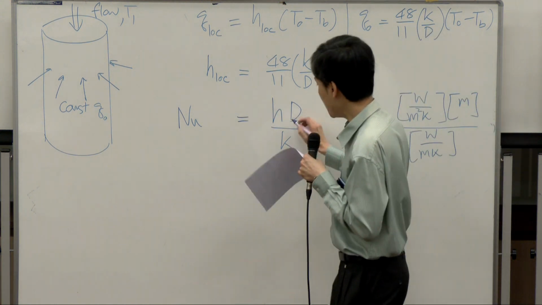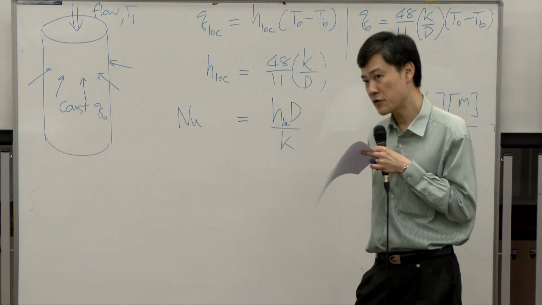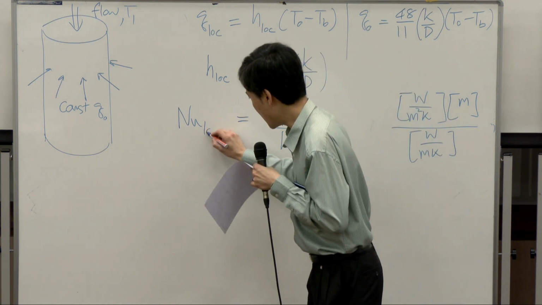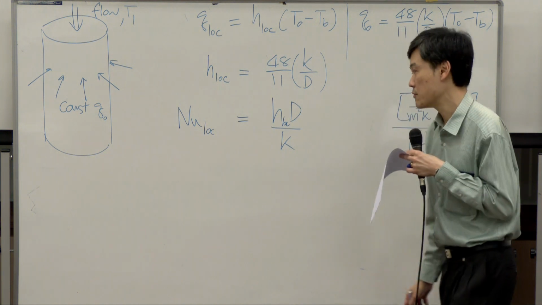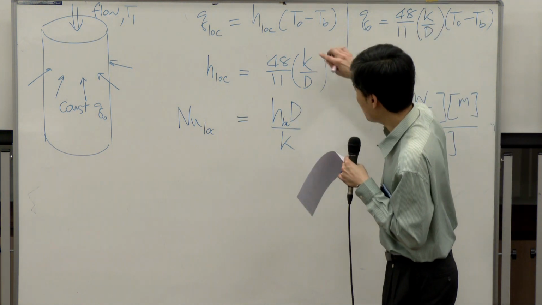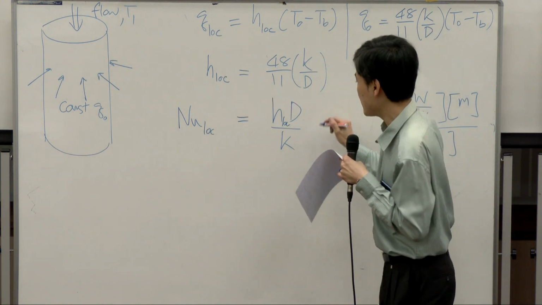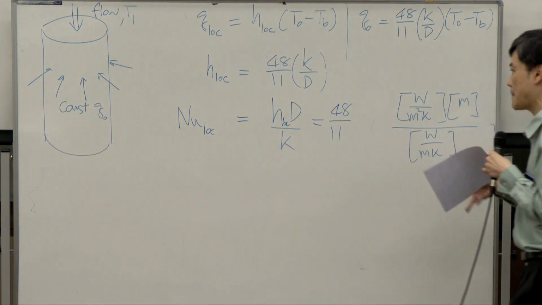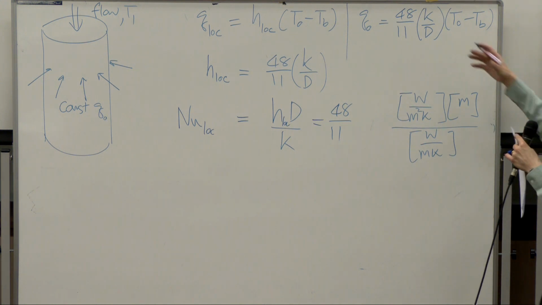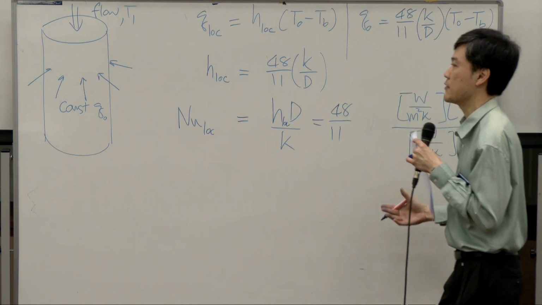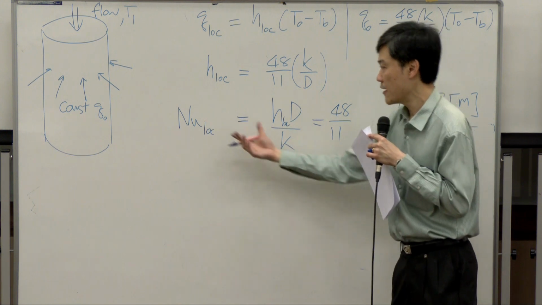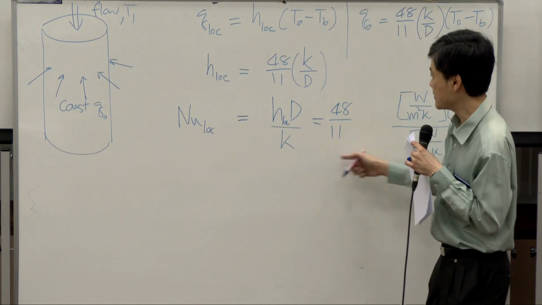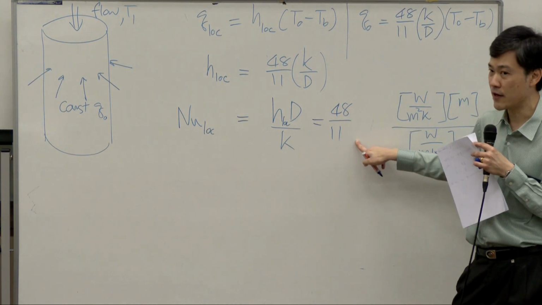So if we use the local heat transfer coefficient, the Nusselt number here will be the local Nusselt number as well. In this case, if you move D over K to the other side, you get the Nusselt number to be 48 over 11. Okay? So for this particular forced convection problem with constant heat flux, the Nusselt number can be calculated simply by 48 over 11.